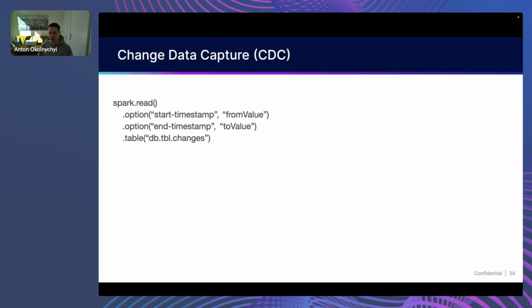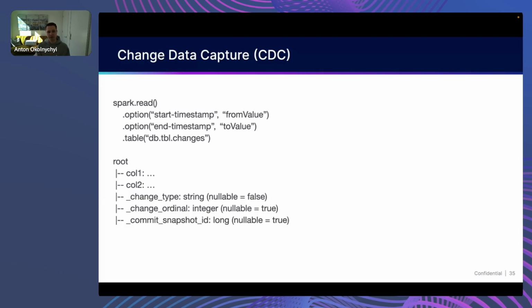We also added support for change data capture in Spark. So we added the changelog table, which you can query either through SQL or through the data frame API. And you can also configure your start and end snapshots, either through timestamp or through snapshot IDs.